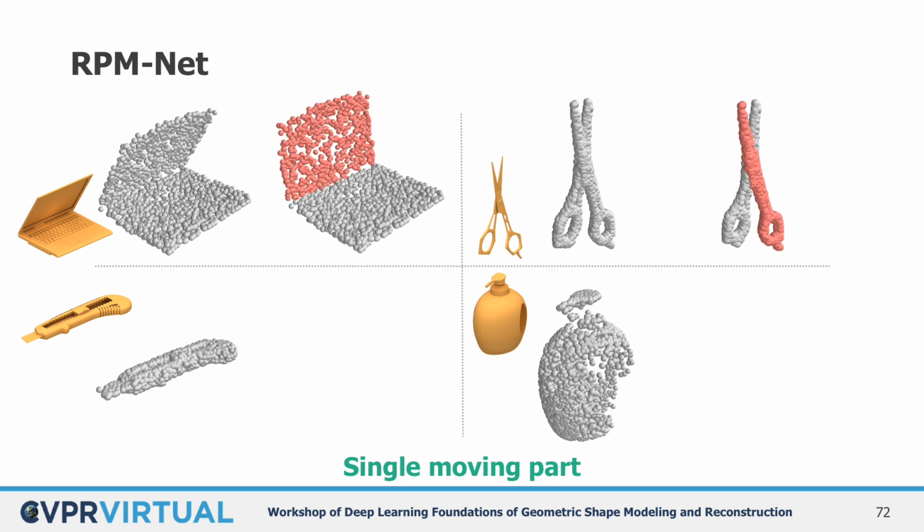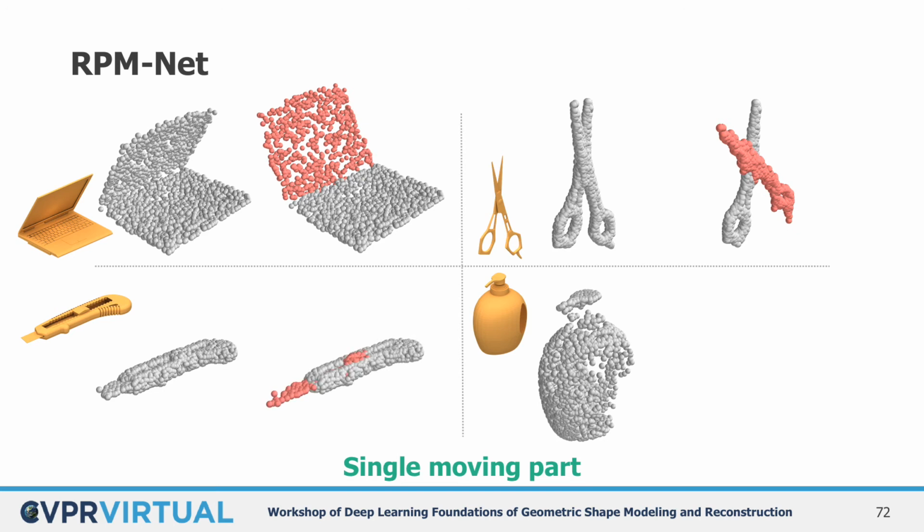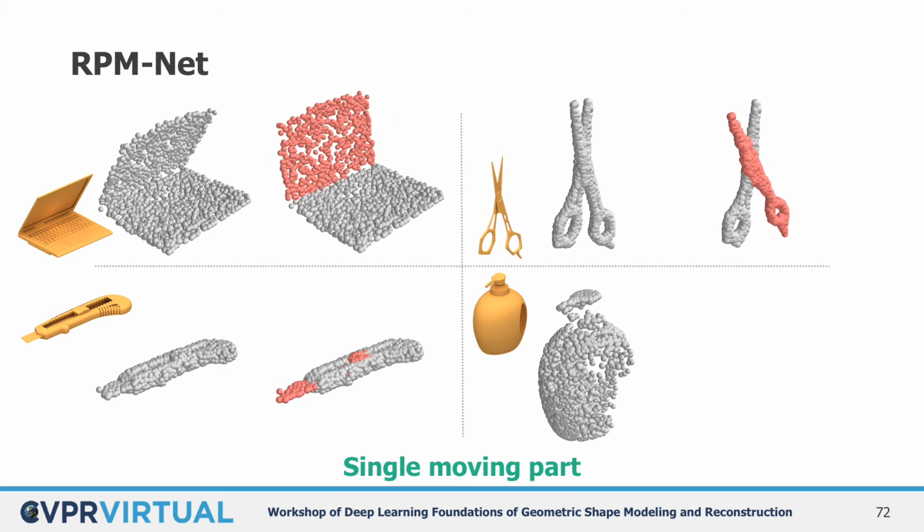We can also predict motion that involves a combination of translation and rotation. Here, the head of the bottle is correctly rotated and translated upwards.